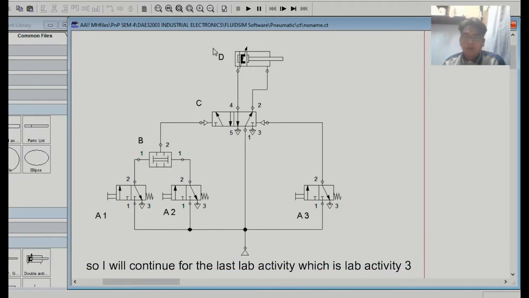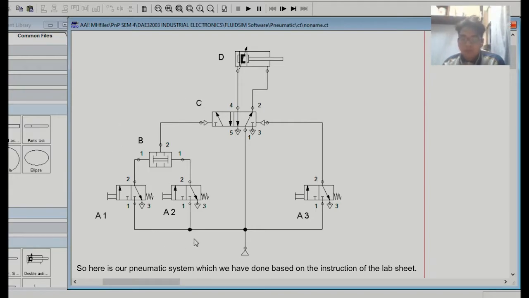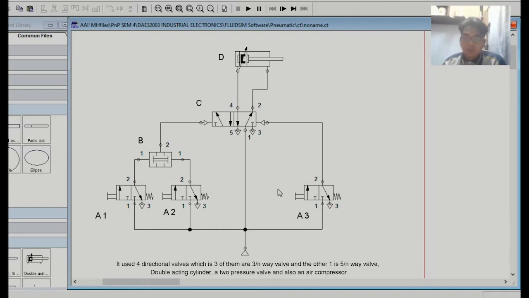Okay, now I will continue with the last lab activity, which is lab activity 3. Here is our pneumatic system that we have done based on the instructions of the lab sheet. We use 4 directional valves, 3 of them are 3/2 way valves and another one is a 5/2 way valve, a double acting cylinder, 2 pressure valves and also an air compressor.